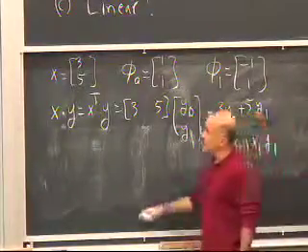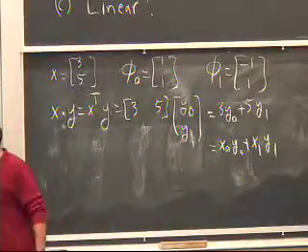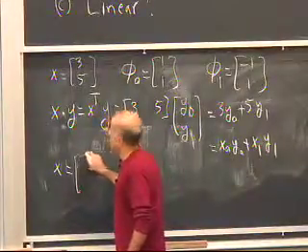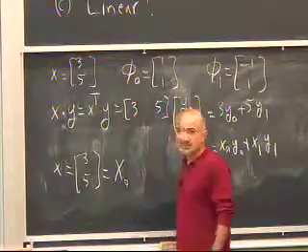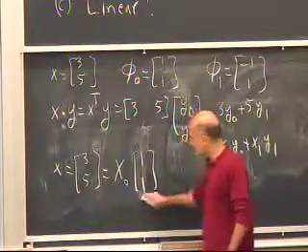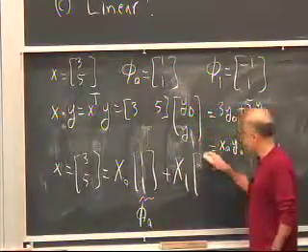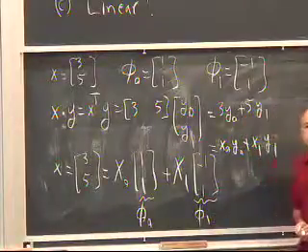So now here I have x, which is 3, 5, that I want to represent as a linear combination of 1, 1, which is phi 0, and minus 1, 1, which is phi 1.